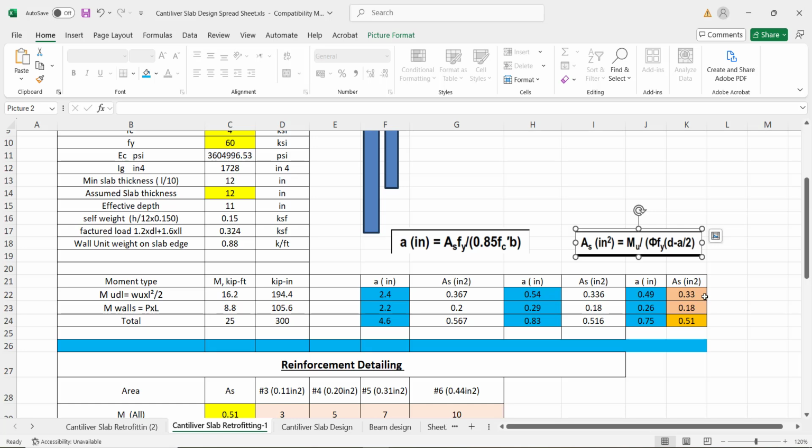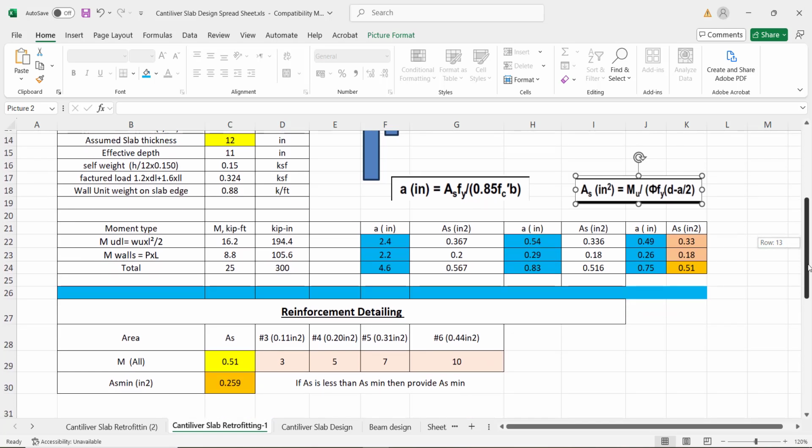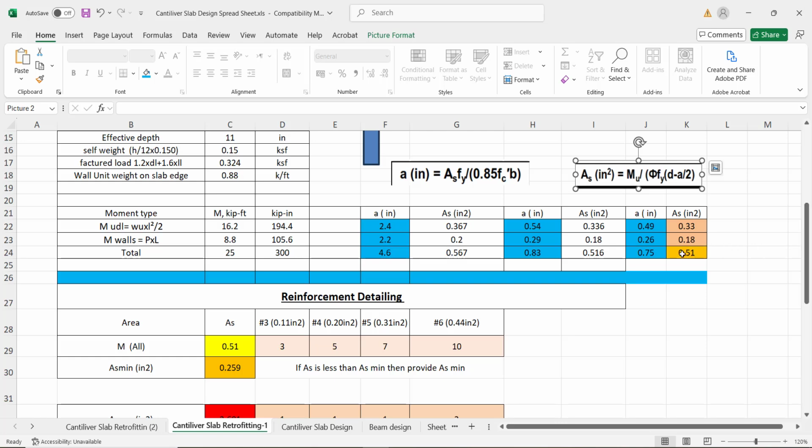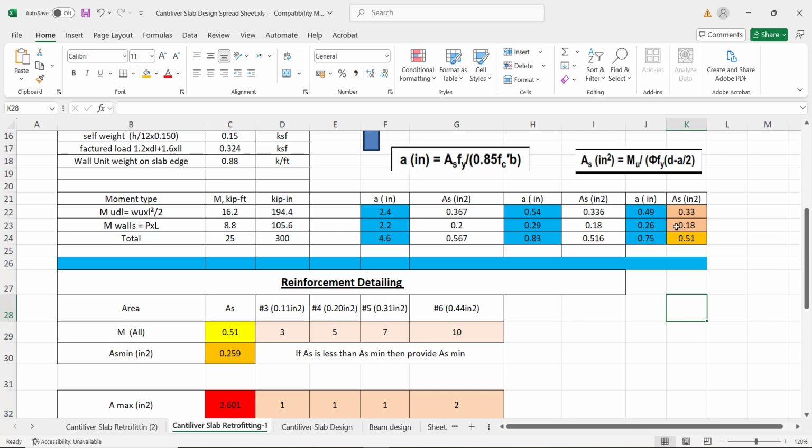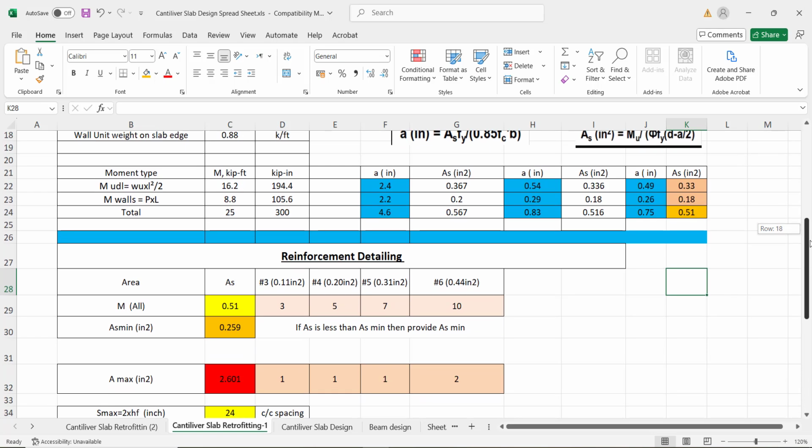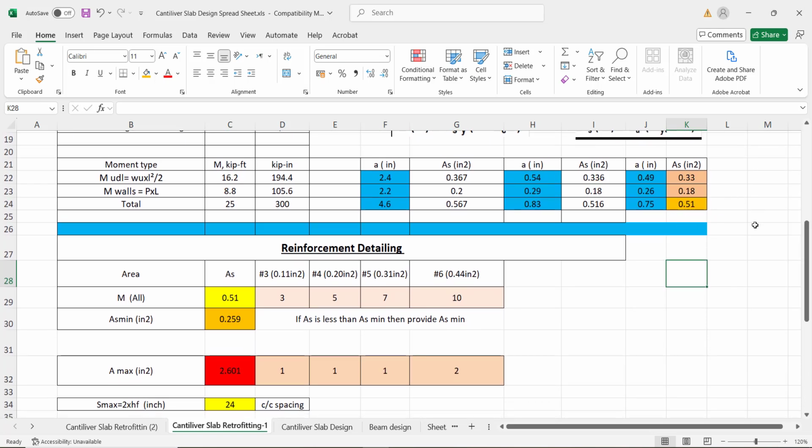So finally we get 0.33 for the uniformly distributed load, and 0.018 for the point load moment. Adding both of these comes to 0.51. So this is the total area required for the slab, in square inches per inch.